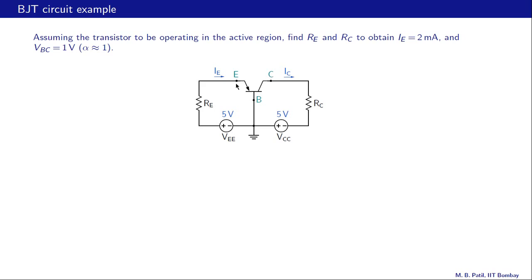So we have P and P here, so this is an N region, that is P region. VBC is 1 volt, so VB is higher than VC by 1 volt, so that means the N-type region is higher than the P-type region by 1 volt, and that means reverse bias. So this junction is indeed under reverse bias, and now let us calculate RE and RC.